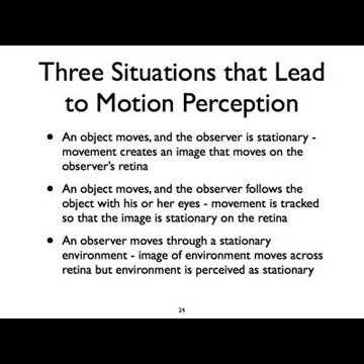Situation number 3 is that the observer moves through a stationary environment. The whole image appears to move on your retina, but you don't perceive anything as moving. You perceive the whole room as staying stationary because you know that you yourself are moving. So these are the 3 situations. 1, the image changes on the retina. 2, the image doesn't change on the retina, but you still perceive motion. And 3, everything changes on the retina, the whole image does, but you don't perceive motion.